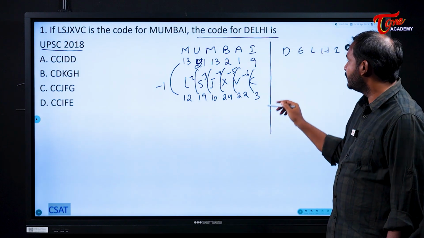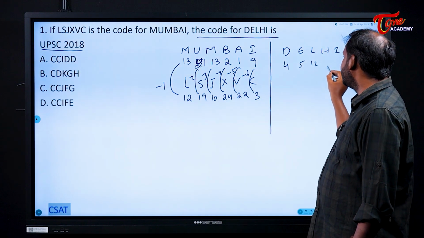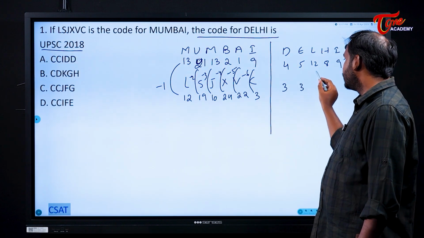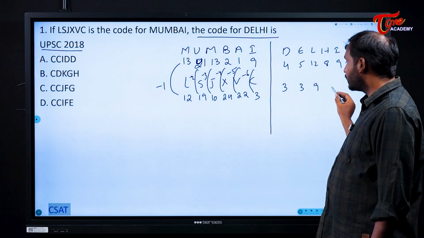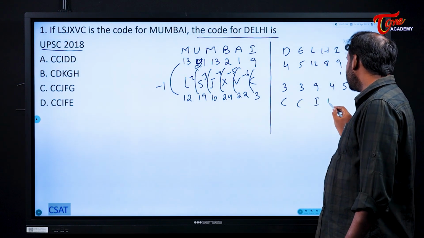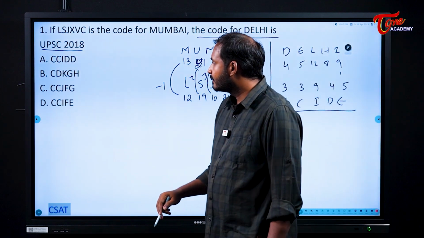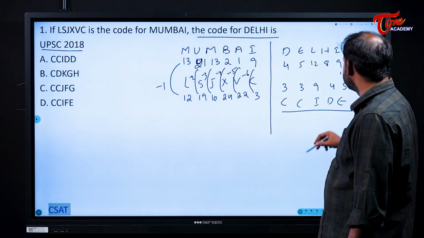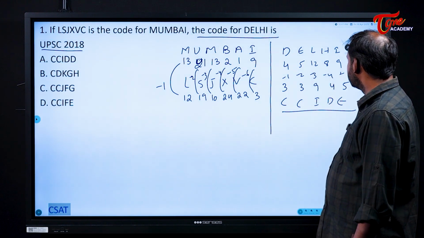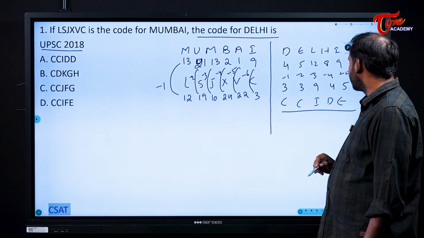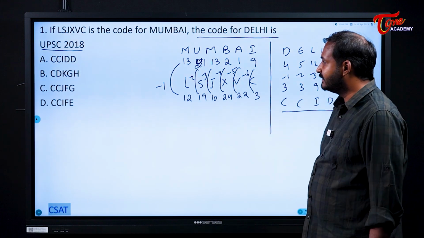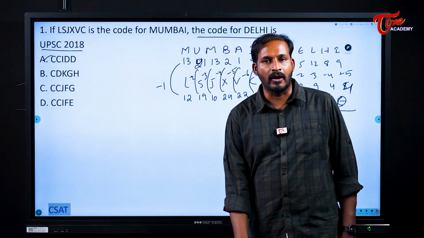What happens to Delhi? Actually 4, 5, 12, 8 and 9. So minus 1, minus 2, minus 3 I need to do. Minus 1 means 3, minus 2 means 3, minus 3 means 9, minus 4 means 4, minus 5 means 5. So we get CCIDE. Then minus 1, minus 2, minus 3, minus 4 and minus 5. It will become 4, so CCIDD will be our answer here, option A.